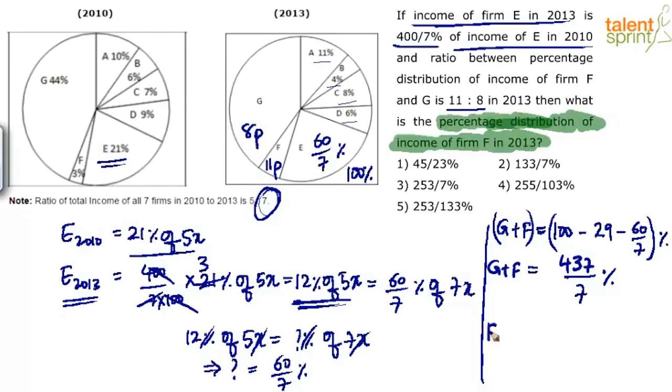So F will be how much? See, you know the ratio. Now it becomes a very simple question. Ratio is known to us, 11:8. Total is also known to us. Distribute accordingly. So F is going to have how much?